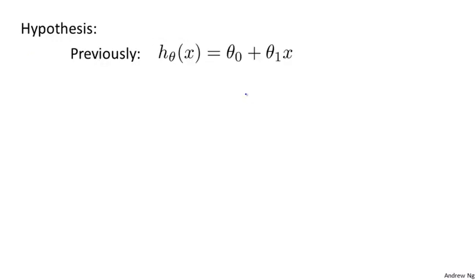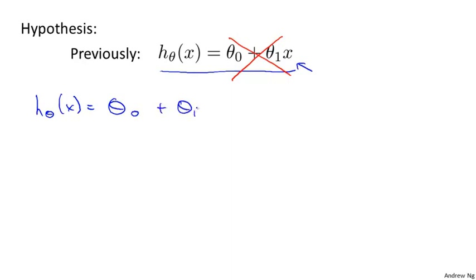Now that we have multiple features, let's talk about what the form of our hypothesis should be. Previously, this was the form of our hypothesis where x was our single feature. But now that we have multiple features, we aren't going to use this simple representation anymore. Instead, our form of the hypothesis in linear regression is going to be this. It's going to be theta 0 plus theta 1 x1 plus theta 2 x2 plus theta 3 x3 plus theta 4 x4. And if we have n features, then rather than summing up over our 4 features, we would have a sum over our n features.